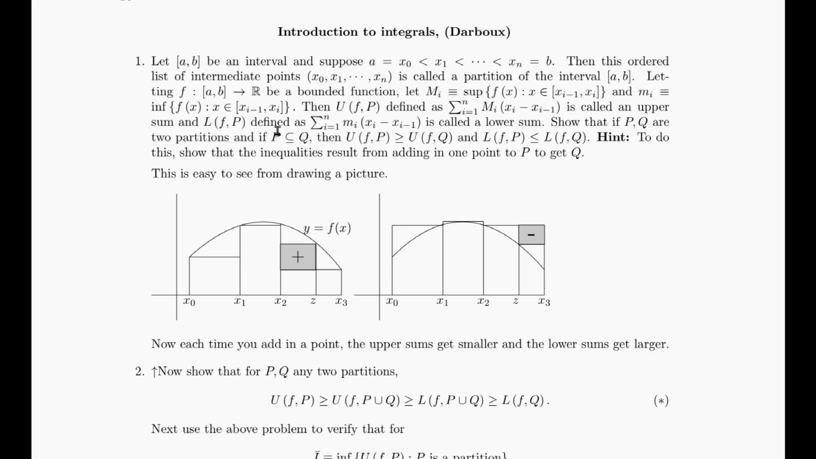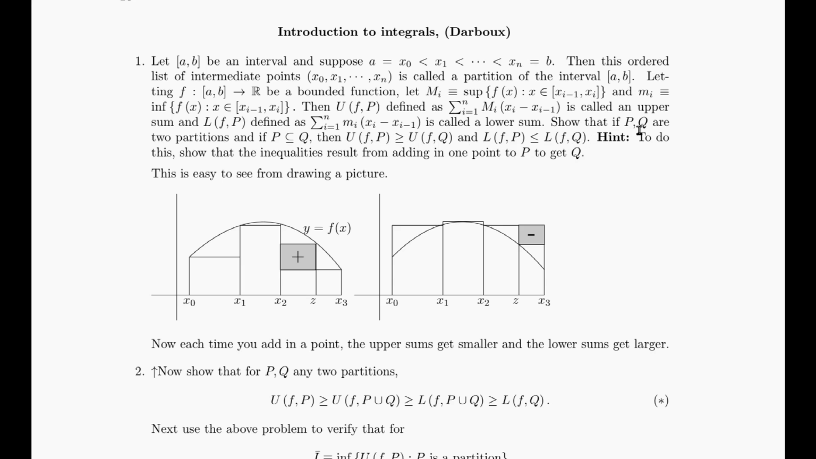L(f, P) is the lower sum. So I put little m sub i, lowercase m sub i, times the length of the subinterval. That's a lower sum. And what I want to do is show that if you have two partitions such that P is contained in Q, then the upper sums get smaller and the lower sums get bigger.